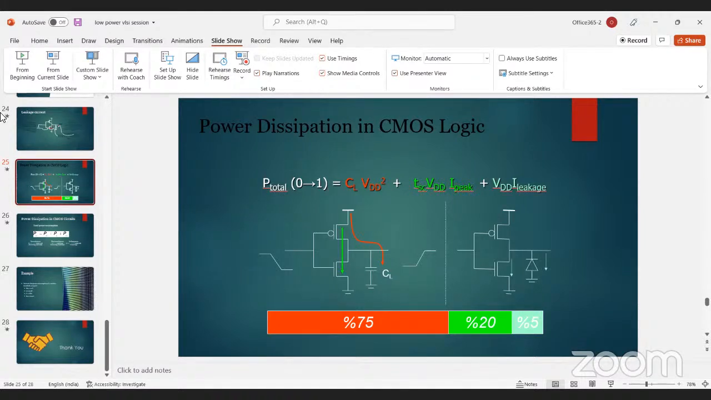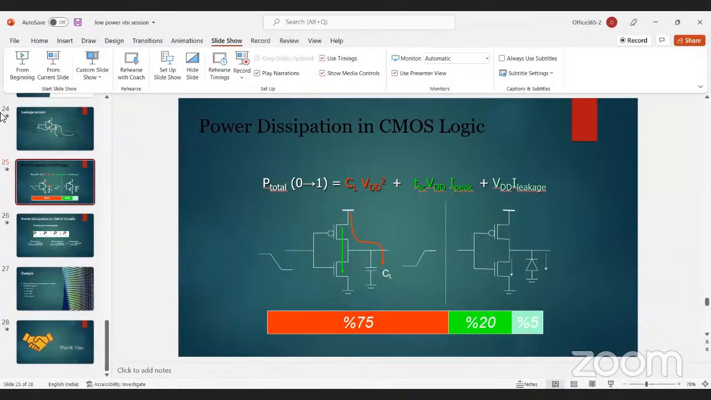There is one more question, I think the last question. As for the dynamic power dissipation, we can reduce it by reducing the supply voltage VDD. My question is, what is the maximum limit to which it can be reduced? Let me explain, Kavita, what his question is.